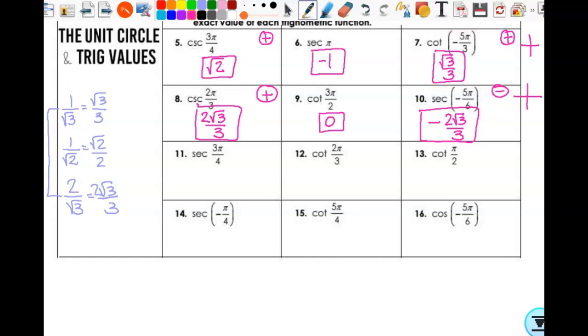What questions you got? All right, I'm going to give you a couple minutes, and I want you to do 11, 12, and 13, and then stop.